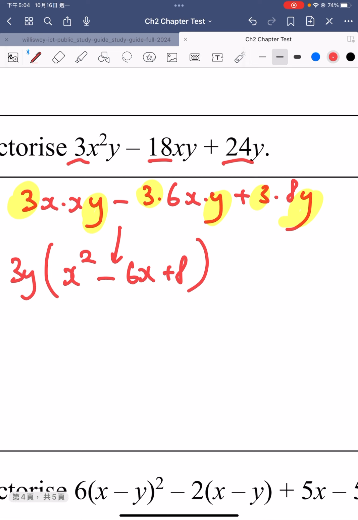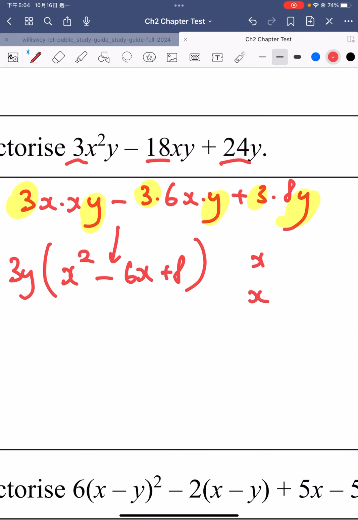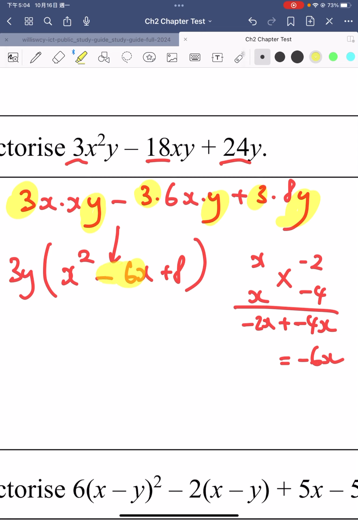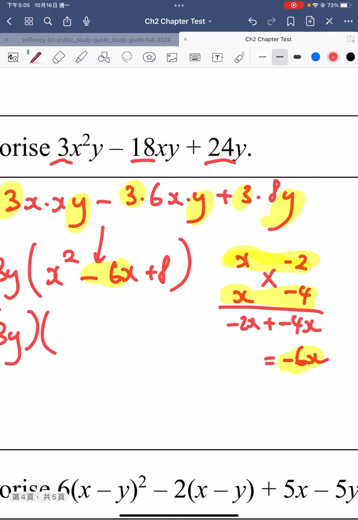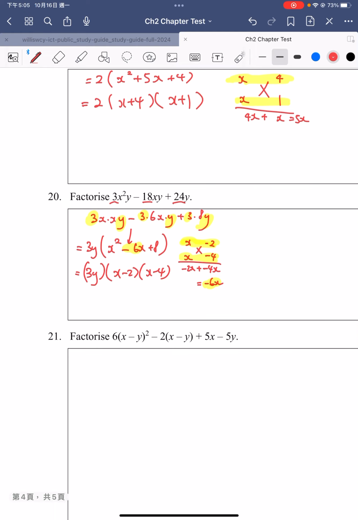So in this one, we can use our cross method again. As the middle one is a negative sign, we need to change the positive 8 into 2 negative signs multiplied together. So we can try negative 2 and negative 4, and we cross them together, we get negative 4x and negative 2x. If you add them together, you will get negative 6x. It's the same as the middle one, negative 6x. So the answer is going to be x minus 2 and x minus 4. So keep the common factor 3y, then we times x minus 2 times x minus 4. So that's for question 20.